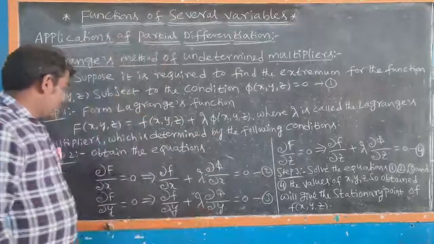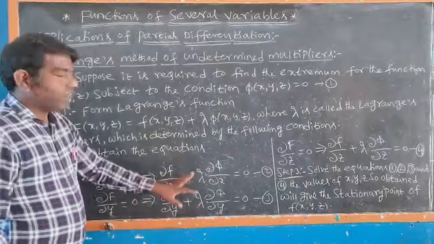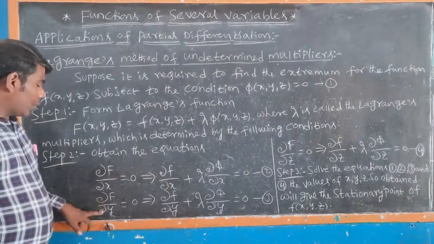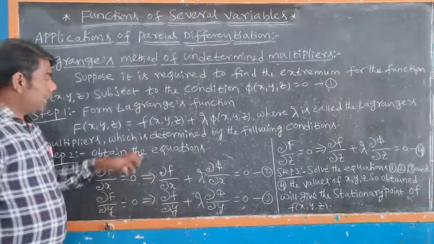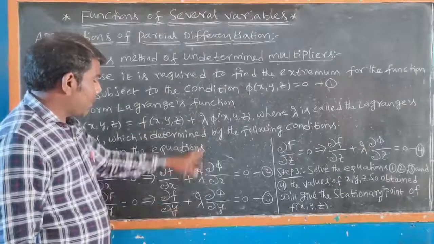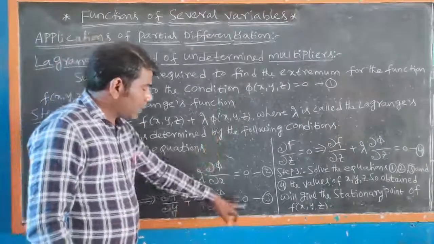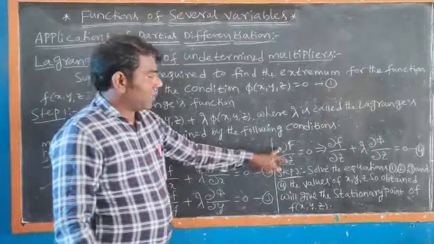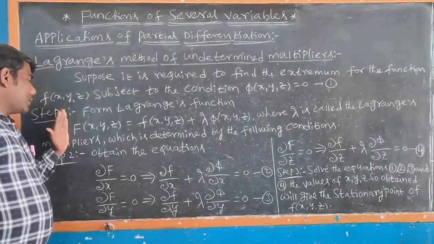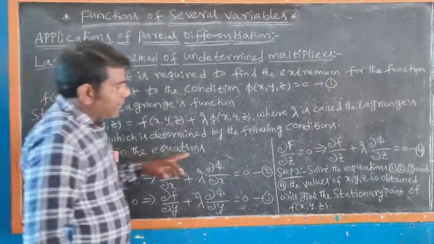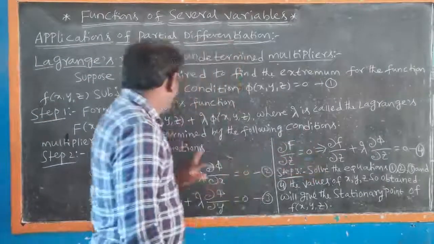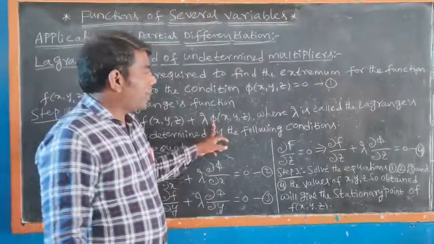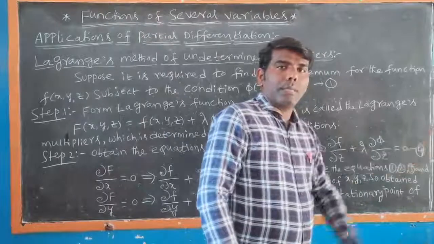This is equation 2. Next, with respect to y, dou F by dou y is equal to 0. That implies dou small f by dou y plus lambda into dou phi by dou y is equal to 0. This is equation number 3. Similarly, with respect to z, dou F by dou z is equal to 0. That implies dou small f by dou z plus lambda into dou phi by dou z is equal to 0. This is equation number 4.